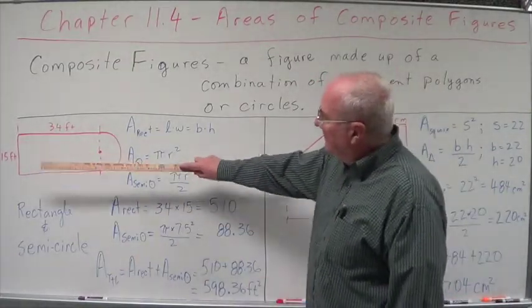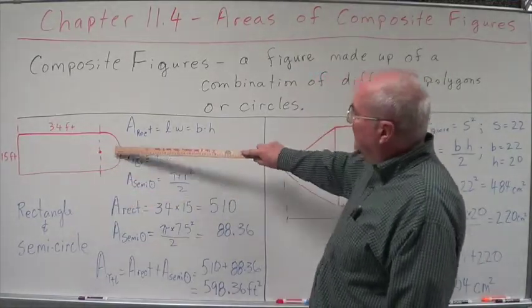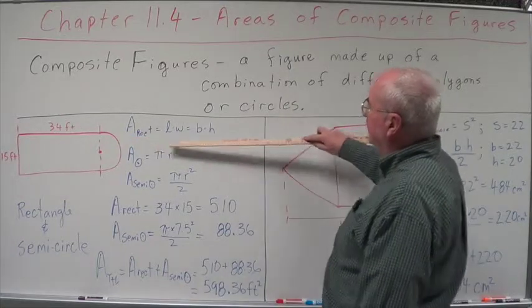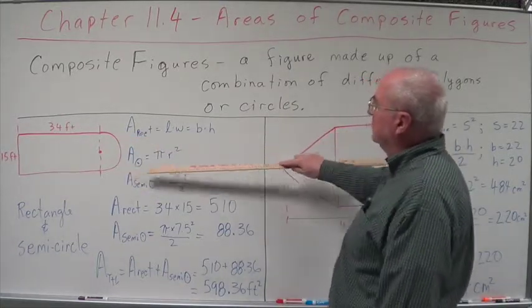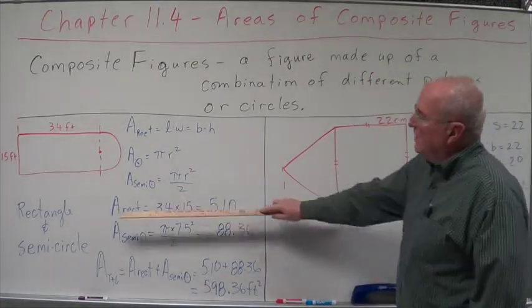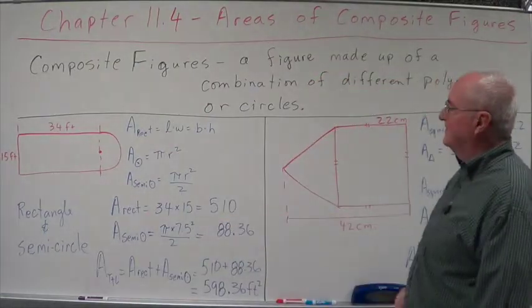We know that what we can do is add the area of the rectangle to the area of the semicircle. Okay, so the area of the rectangle is length times width, or base times height. Area of a circle is pi r squared. The area of a semicircle is going to be pi r squared divided by 2. So the area of this particular rectangle is going to be 34 times 15 equals 510.